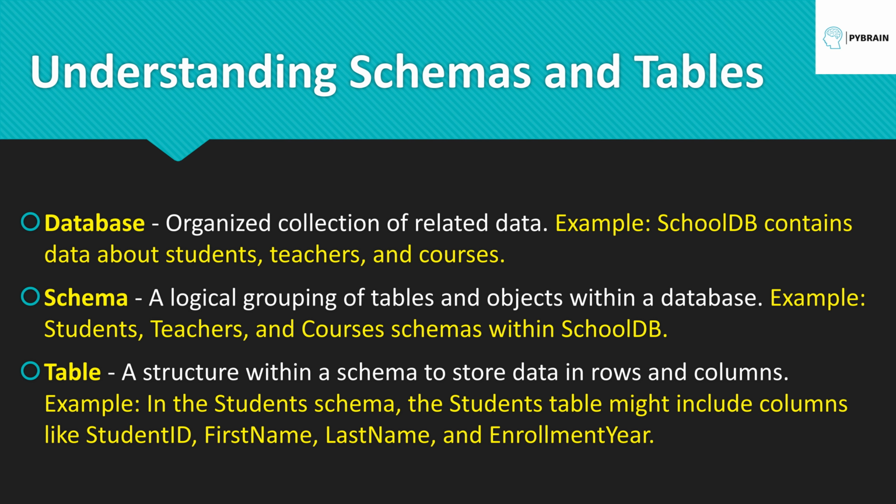Finally, let's look at tables. A table is a structure within a schema where data is stored in rows and columns. For example, in the students schema, a students table might include columns like student ID, first name, last name, and enrollment year. Let's take a quick look at how databases, schemas, and tables work together with an example.